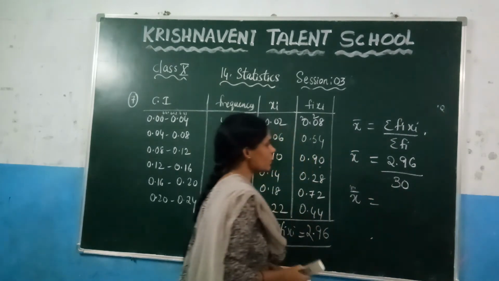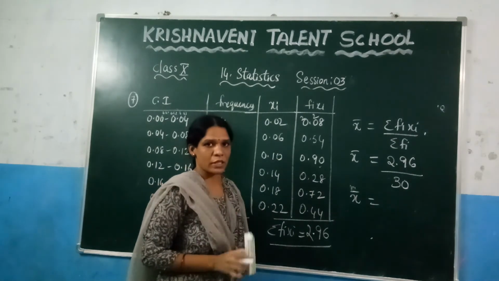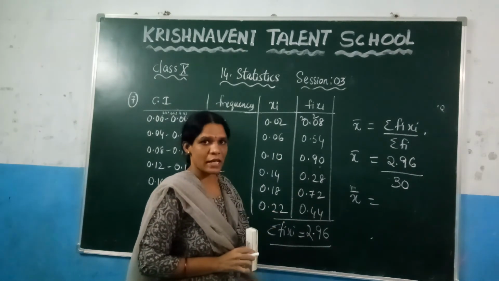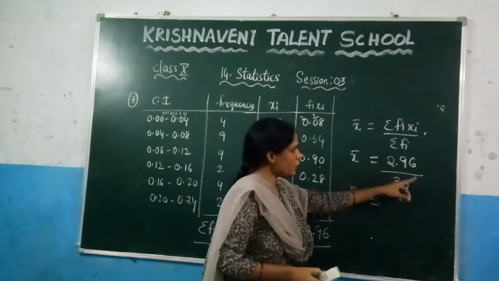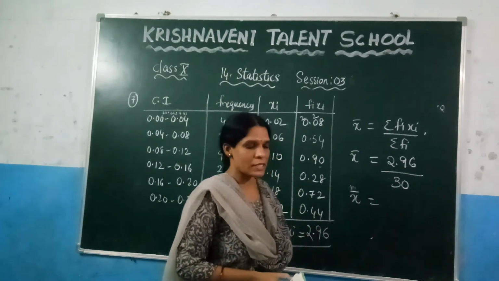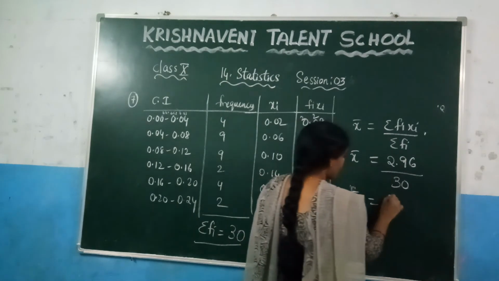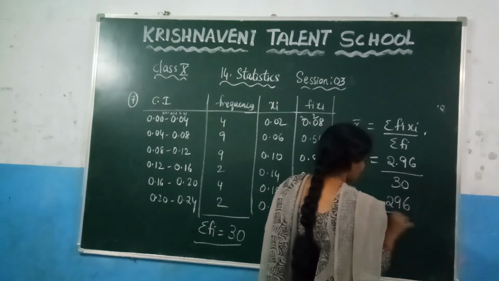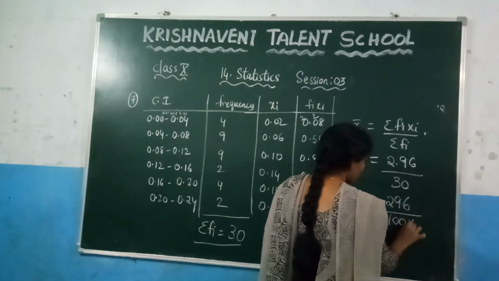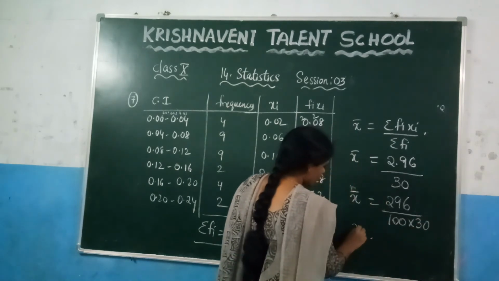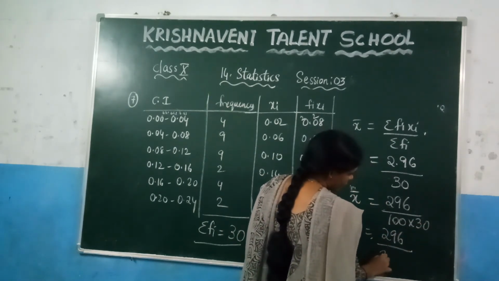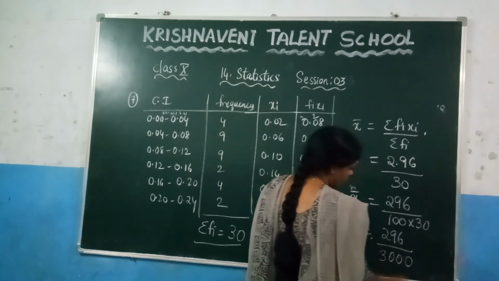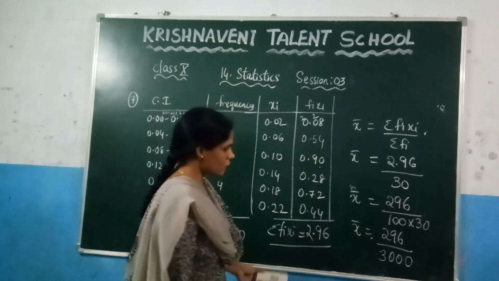Before dividing, let us remove the decimal point. If you remove the decimal point, the calculation will become simpler. So how do you write this? 2.96, you can write it as 296 by 100. So write it here, 296 by 100. What is the number left here? 30. So what do you get here? 296 by, what is the value here? 3. How many zeros are there? 3000. Now you have to divide these two values.